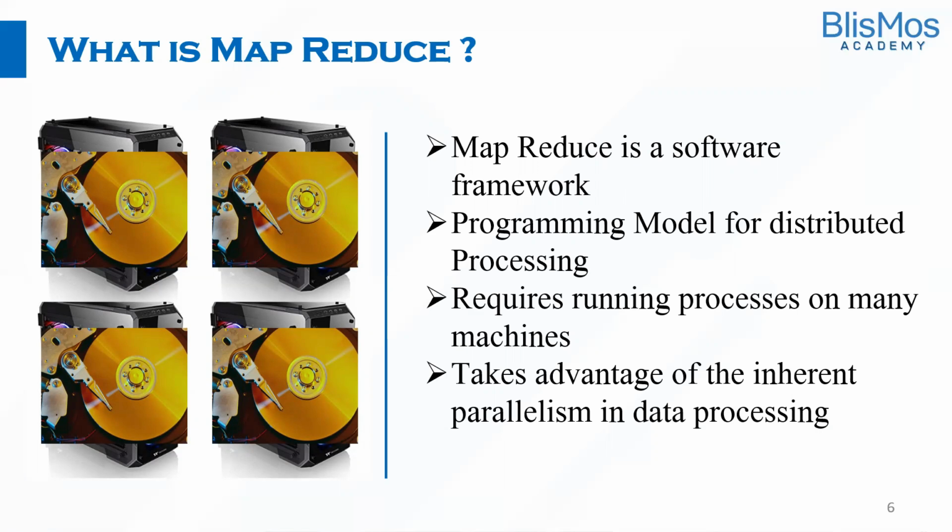It requires running the processes on many machines. Whenever you have data distributed across different systems in a cluster, you have to go and process the data in different systems. There is an inherent parallelism because the data is distributed. So MapReduce takes advantage of the inherent parallelism in data processing.